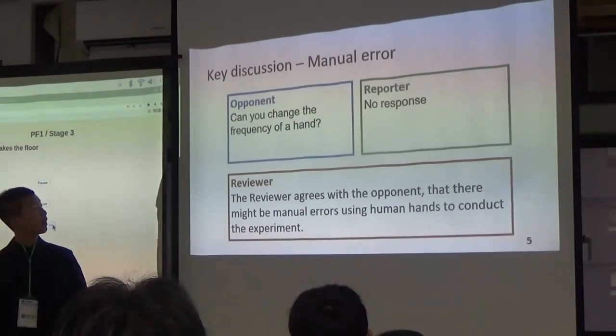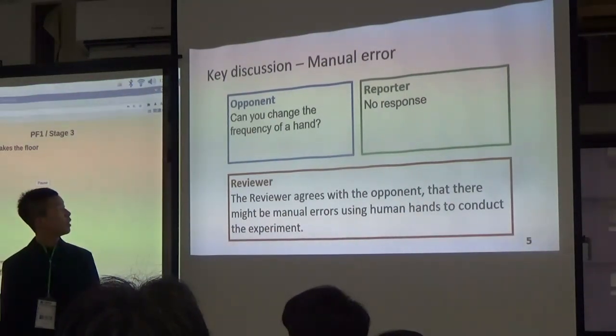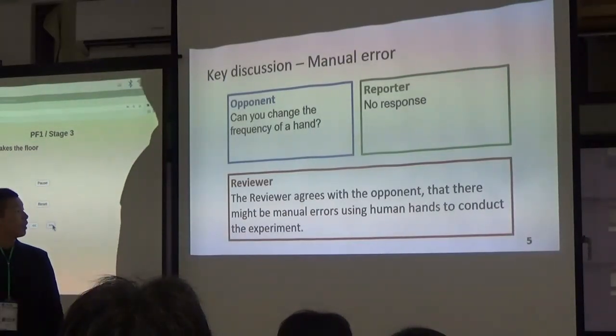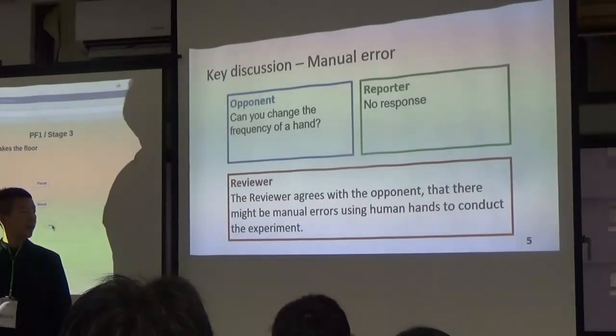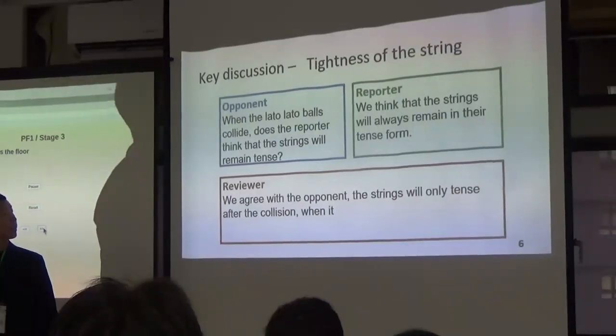This is the manual error, and the opponent thinks they should use a device to do the experiment, and the reviewer agrees with the opponent. There might be manual errors using a human hand to conduct the experiment. And next is the tightness of the string.